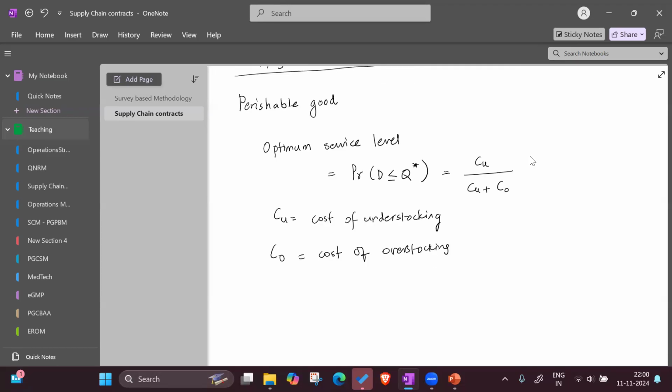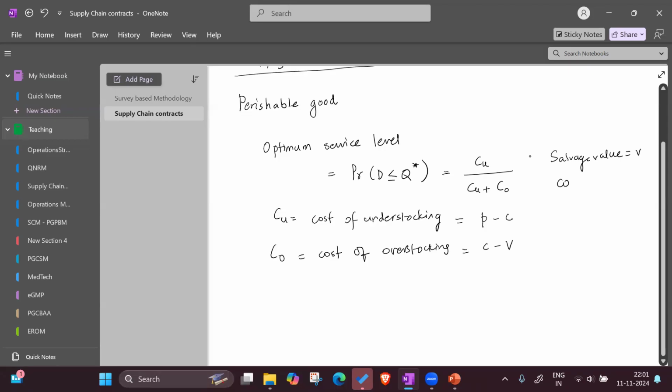At best, we have said that if we know that P is the selling price and C is the cost price, the cost of understocking is going to be P minus C, and the cost of overstocking is going to be C minus V, where salvage value is V, the cost price is C, and selling price is P. So this is what we have discussed.